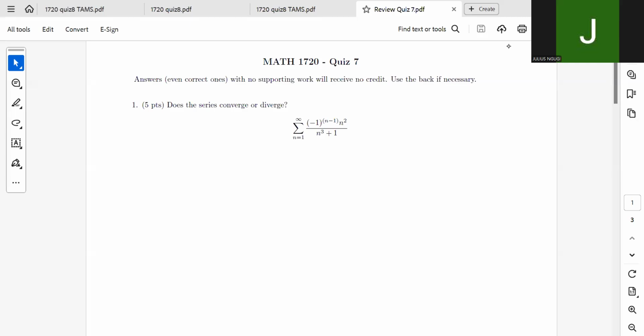So let's do quiz 7 review of calculus 2. The first question is, does the series converge or diverge? Anytime you see a -1 to the power of something, we use the test called the alternating series theorem. So we're using the alternating series theorem.